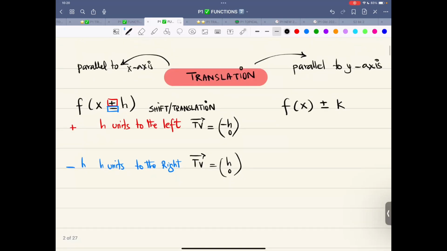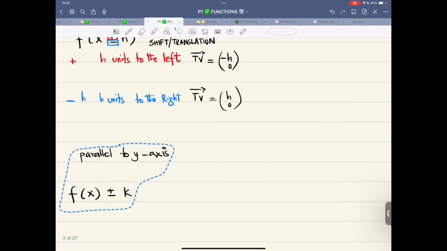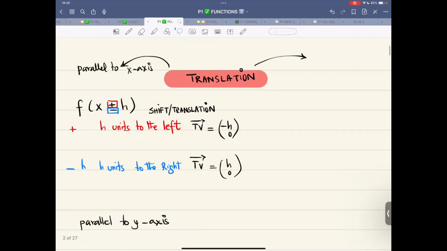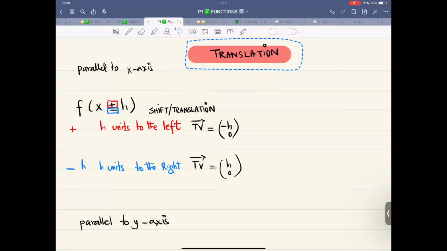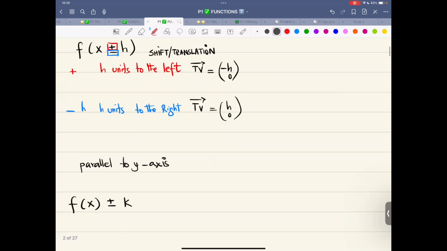So that's about translation. Let me just shift this thing downstairs so that we can write very comfortably. Let me remove this arrow, and let me write this translation a little bit up, and move this thing over here. So parallel to the x-axis, that is what's happening.